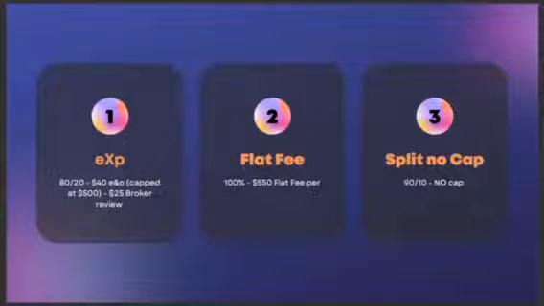So in this presentation, we're going to go over three different types of fee structures in the business: eXp, a cap split model; a flat fee shop, where per transaction you're paying a flat fee; and a split with no cap, which could be anything. A common split with no cap is a 90-10. So let's dive into it.